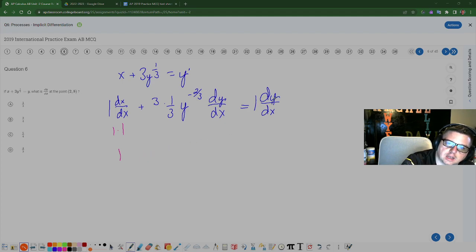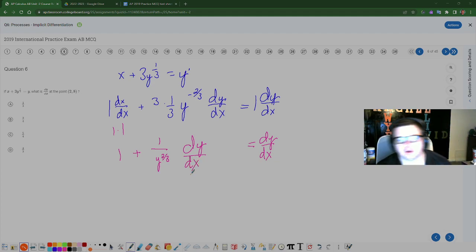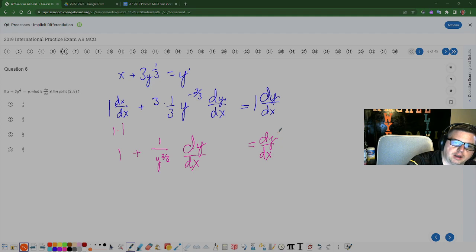Same thing here, 1 times, nope, that's not the same thing. 1 times dy over dx is just dy over dx. And then we got this middle thing. Well, these at least clean it up a little bit. And I'm left with 1 over y to the 2/3 power times dy over dx. Okay. Now, start to pull it out. Move it to the other side. Or you could move this however you want to do it. Whatever your brain is thinking. So I'm going to minus 1 over y to the 2/3.